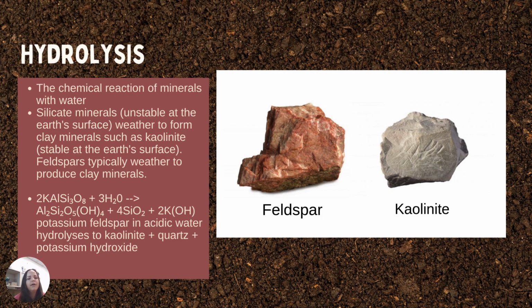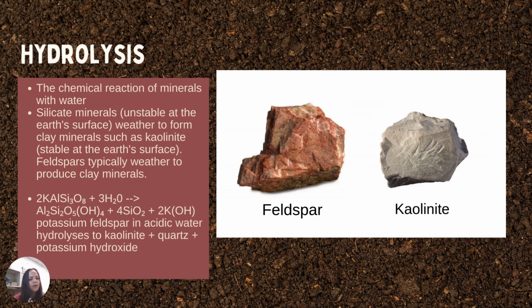And the last form of chemical weathering we're going to look at is hydrolysis. So this happens when our silicate minerals, remember, that contain silica and oxygen, are unstable at the Earth's surface, and they generally transform into clay minerals like kaolinite. So here I have an example of a feldspar, which is a silicate mineral that has experienced hydrolysis and transformed into kaolinite. So really, the addition here is excess water with our silicate minerals.